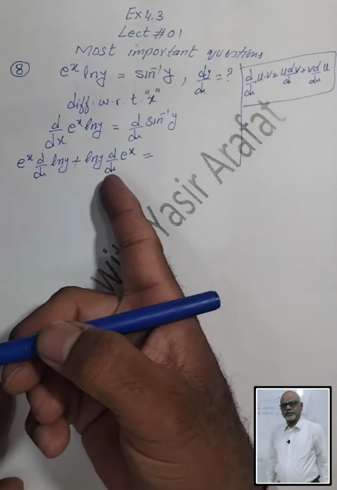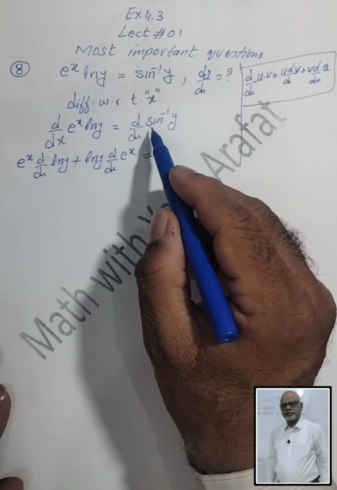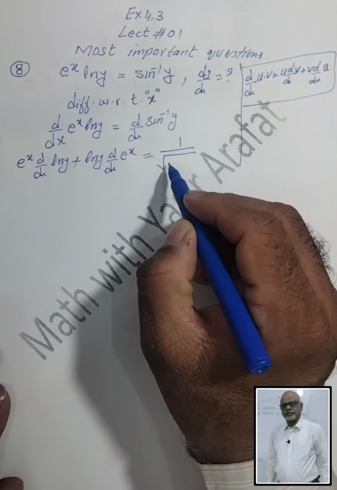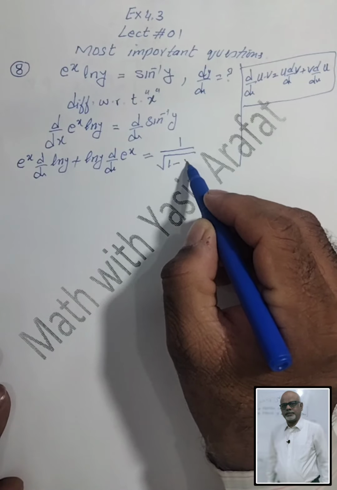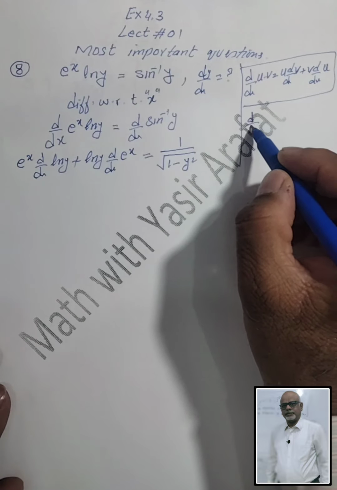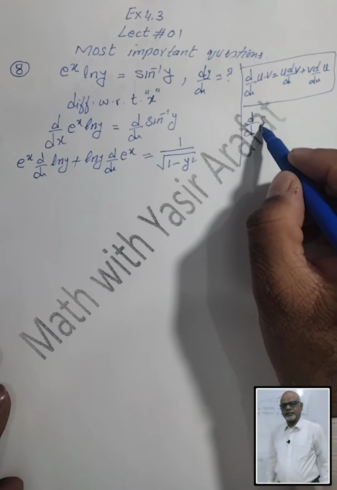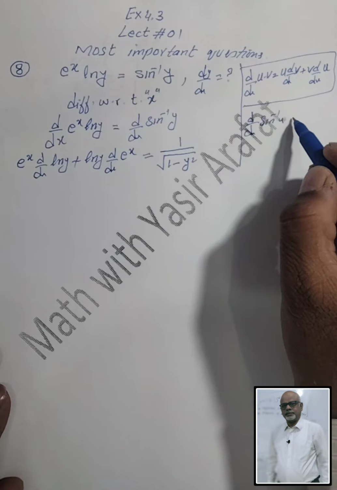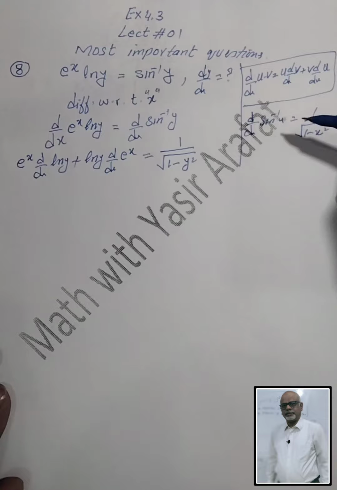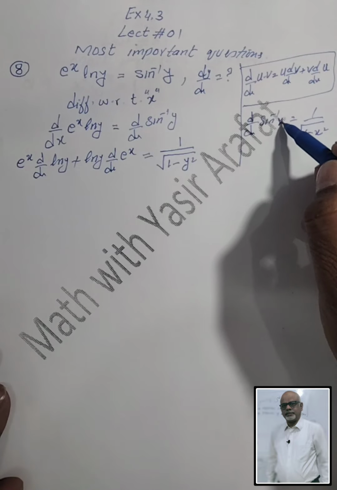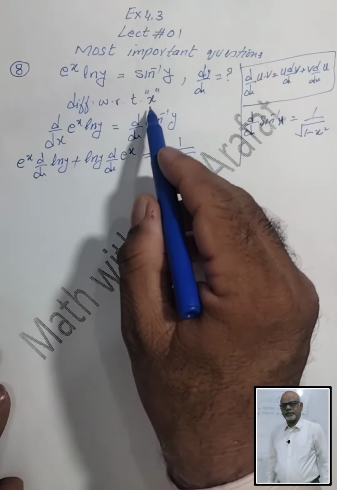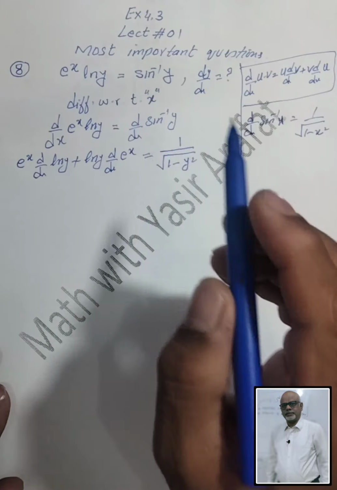Here we have to apply the product rule, and this is the derivative of sine inverse y. Its formula is 1 over root of 1 minus x square. Here the value of x is y. If we have the formula for sine inverse x, it is 1 over root of 1 minus x square, where x means the angle of the function. So here, what is x? y. So this is the derivative of sine inverse y.